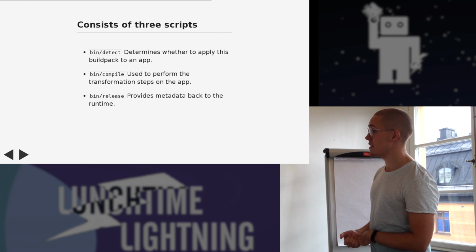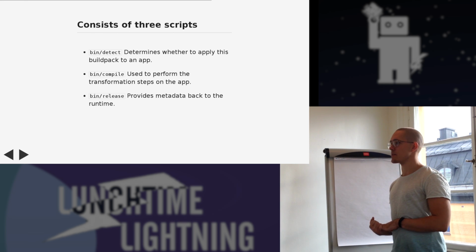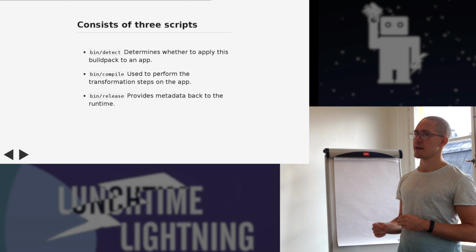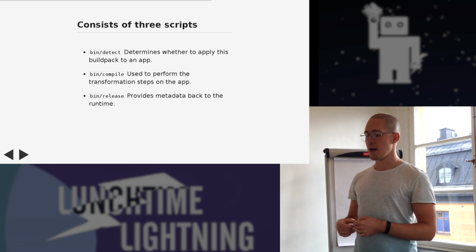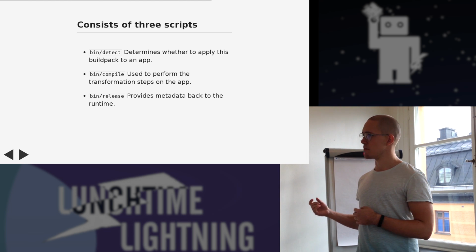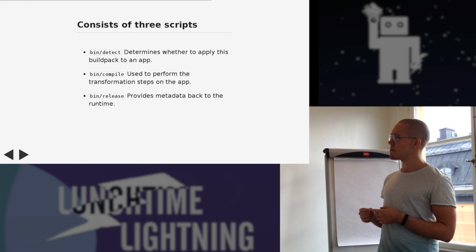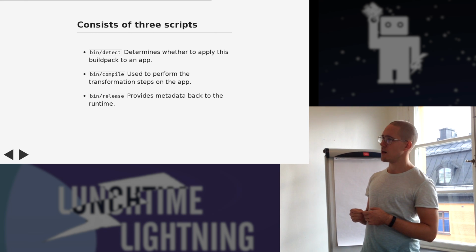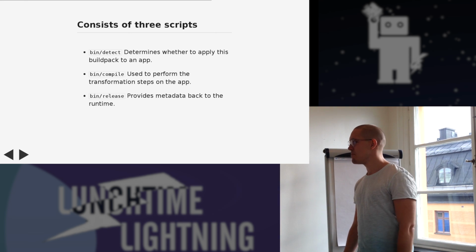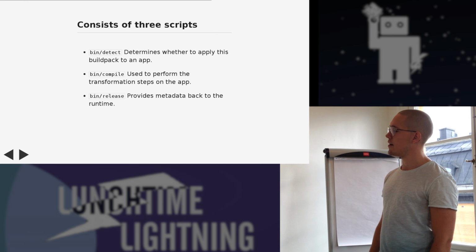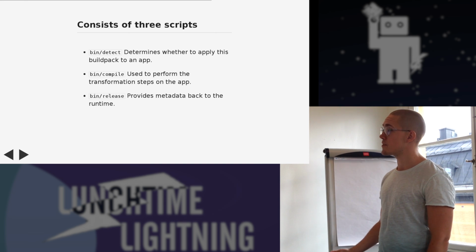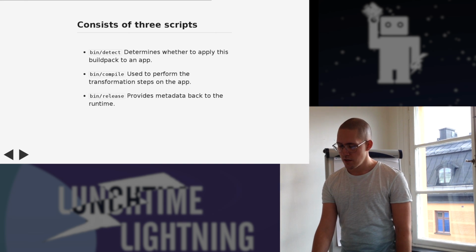And then we have the release script, which provides some metadata back to the runtime. So this is the script that can say, like, install these add-ons or set up environment variables. I think the environment variables are actually stored in a profile.d script, but it can provide process types, default process types.